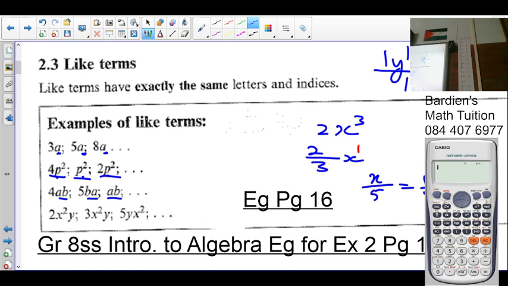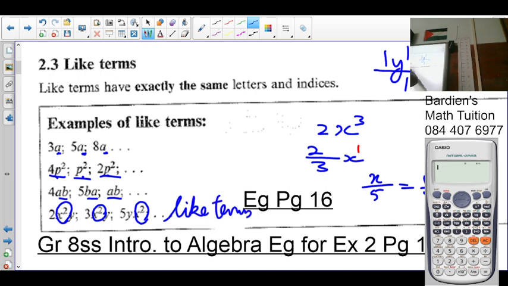Okay? And then 2x squared y and 3x squared y and 5y x squared. Is it like or unlike? You say unlike. You see the squares on the x, the squares on the x, the squares on the x. So they are like. Okay, they're like terms.